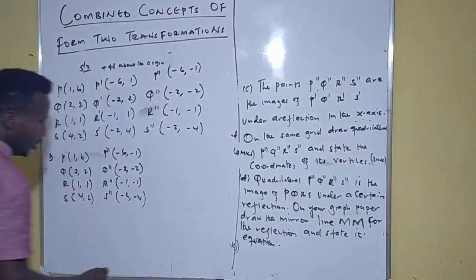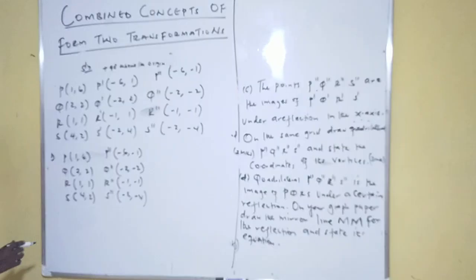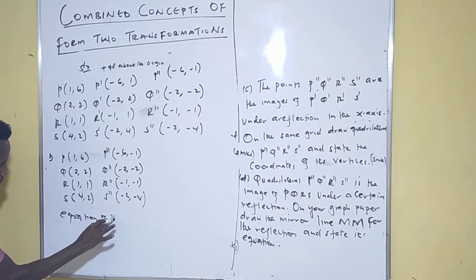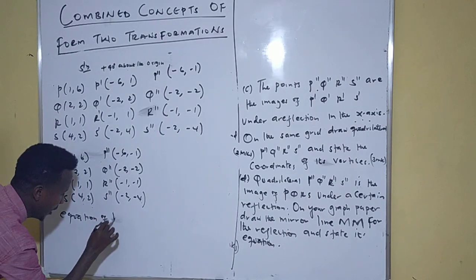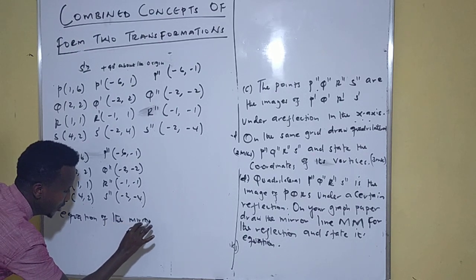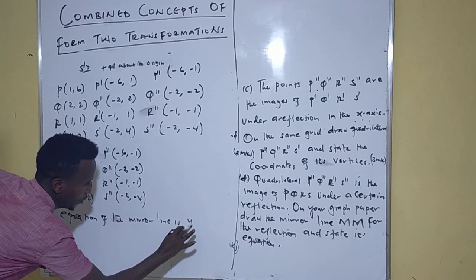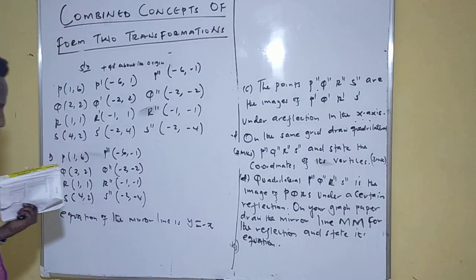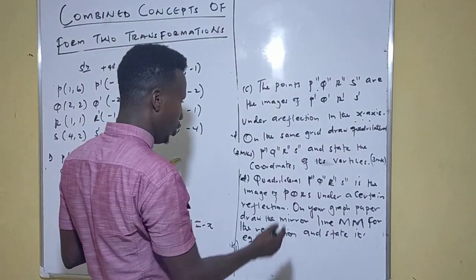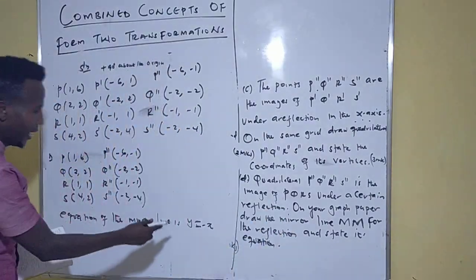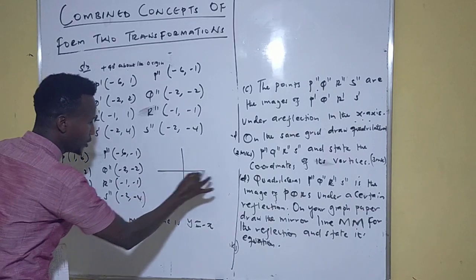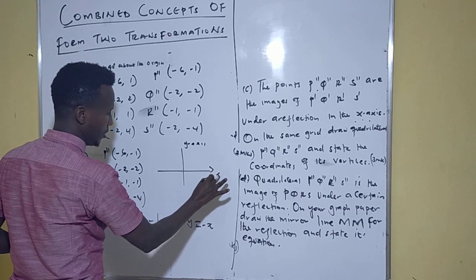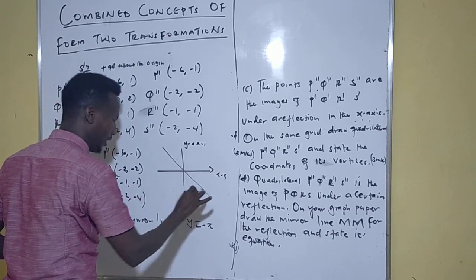Okay. So we are going to say the mirror line. Equation of the mirror line is y is equal to -x. And then you are told, look here, on your graph paper, draw the mirror line. So the line y is equal to -x passes where? The line y is equal to -x passes through the second quadrant and the fourth quadrant.